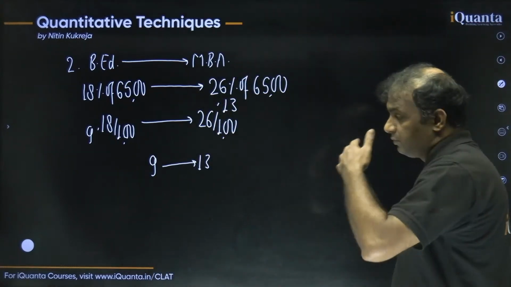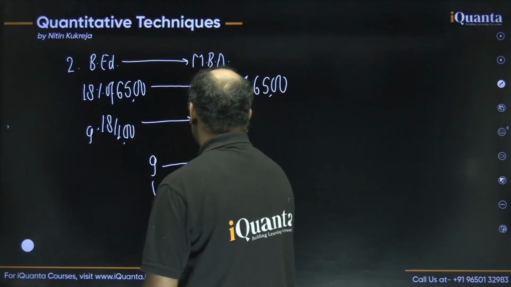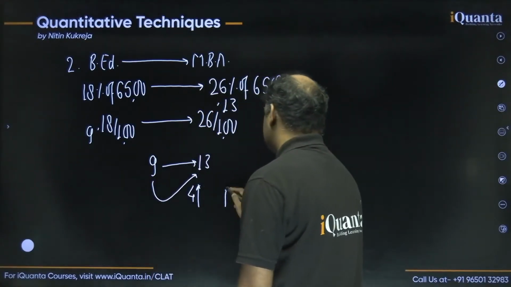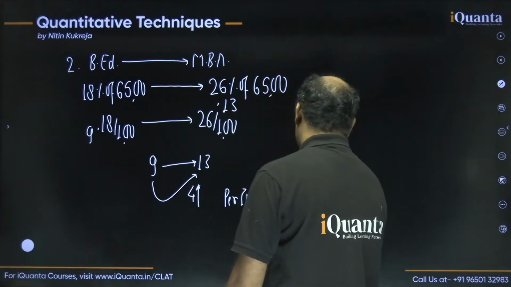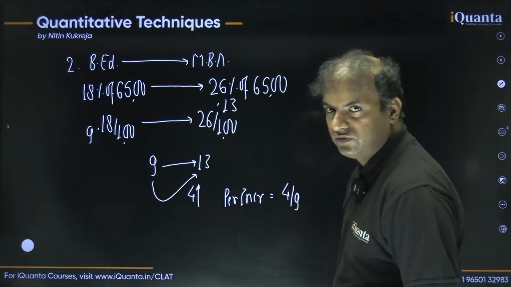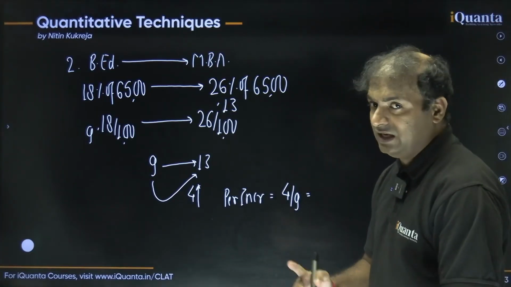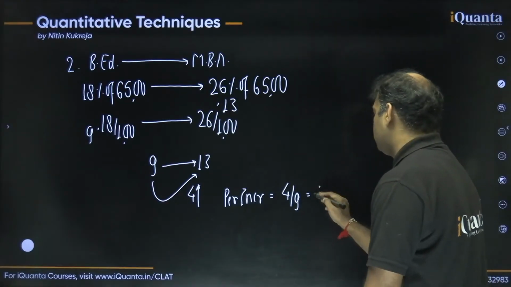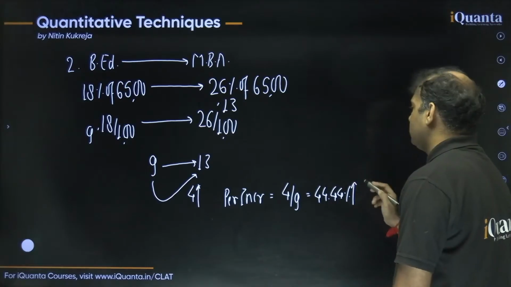Now we need to find the percentage change out of it, right? So we can say the increase is 4, right? Then percentage increase is what? We can say 4 out of 9, simple as that. Now 4 out of 9 is how much? See guys, 1 by 9 we know is 11.11, so 4 by 9 should be 44.44%, right? So yes, the percentage increase is 44.44.